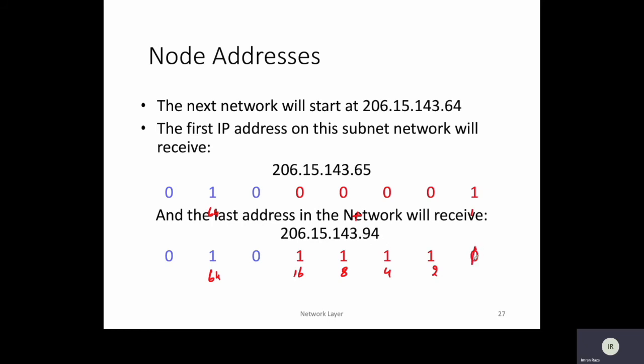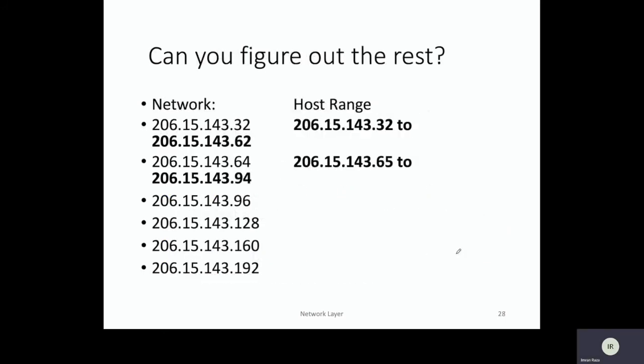And if I also turn this bit to 1, the address would be 206.15.143.95, but we cannot assign it to a node because this is the broadcast address. We can see that this is the broadcast address because all the bits in the host portion are 1. Similarly, we can have the node addresses in the other subnets also.